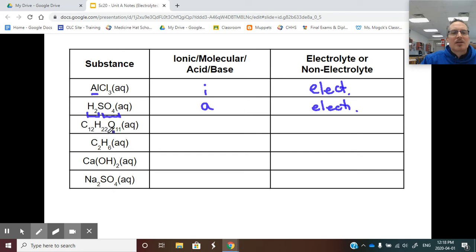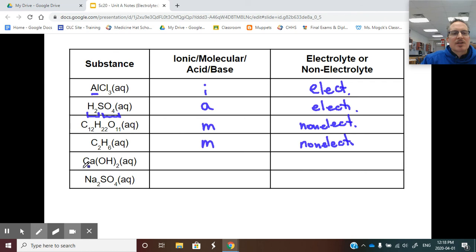C12H22O11, non-metal, non-metal, non-metal. This is actually our example of sucrose. So this is molecular. This would be a non-electrolyte. C2H2, non-metal, non-metal. This is also molecular. This would be, again, non-electrolyte.